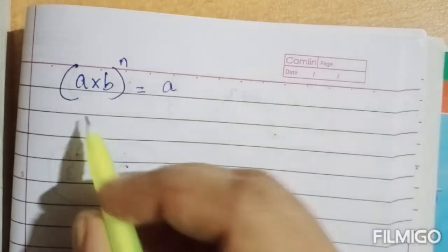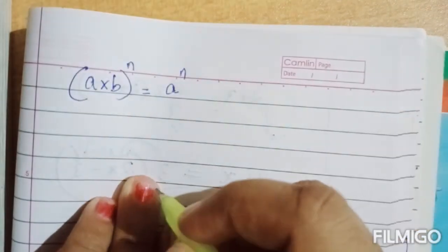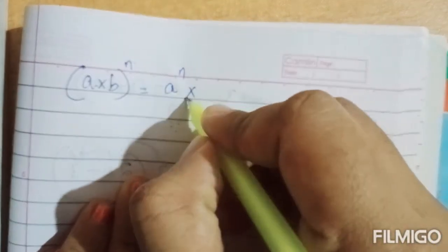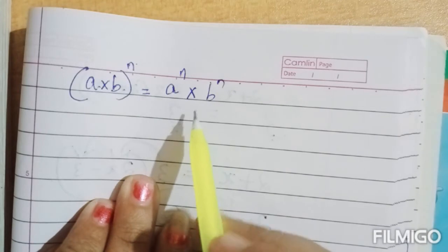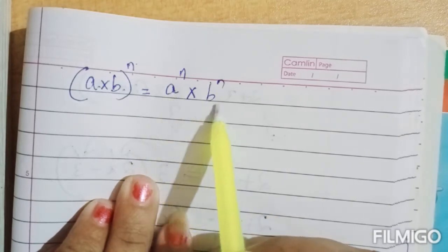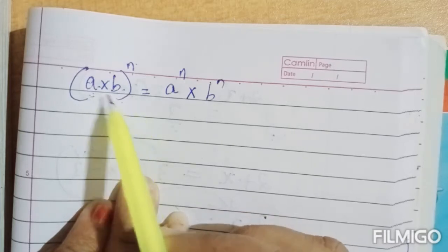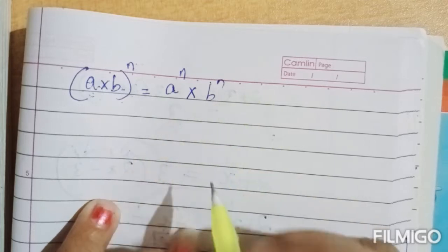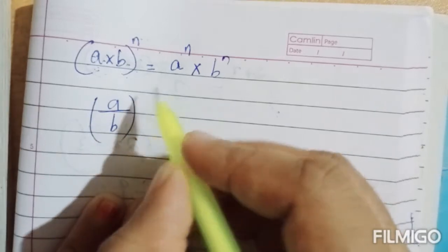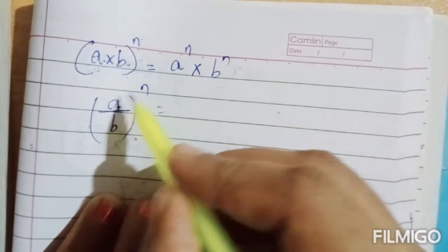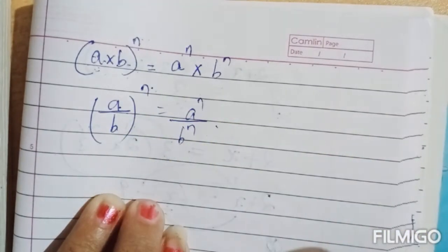So, first one, a into b whole raised to n is equal to a raised to n into b raised to n. Okay, a into b whole raised to n, we can split like this: a raised to n into b raised to n. This n you can give to both this a and b. Similarly, a by b, that means a divided by b whole raised to n, we can split it as a raised to n divided by b raised to n.